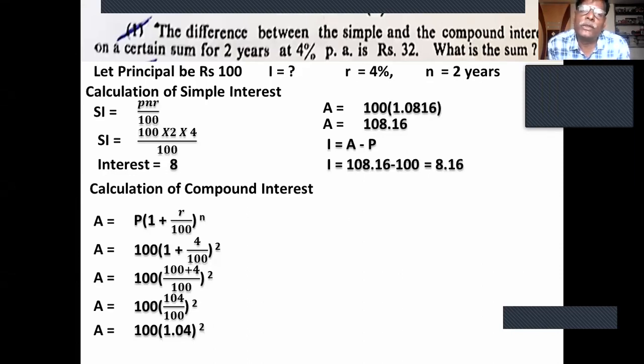What is the difference between simple interest and compound interest? Tell me. As per my calculation, what is the difference between simple interest and compound interest?